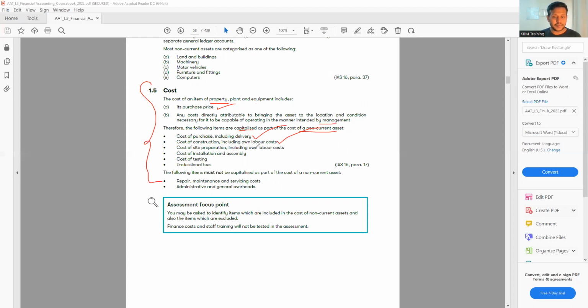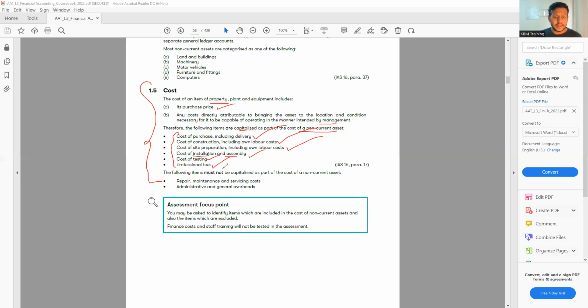Cost of site preparation, including own labor. If I need to prepare the site to make the asset ready to use, how much I paid can be part of the cost. Cost of installation and assembly. So if I need to install that asset and pay for the assembly, that will be part of the cost. Then cost of testing, if I need to make a test, and professional fee, all this can be added together to find out how much is the total cost. And this cost will be capitalized in the financial statement.